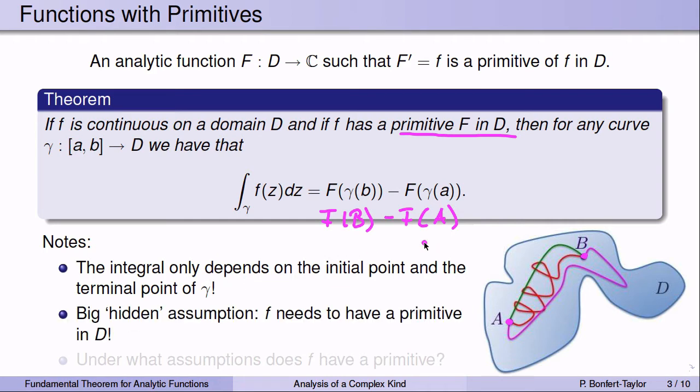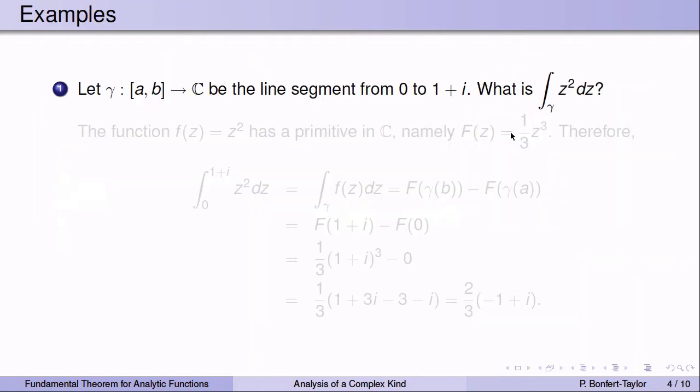The big sort of hidden assumption is that this only works if the function f has an antiderivative. You can't typically say that the integral over gamma of f of z dz only depends on where the curve gamma starts and ends. If f does not have a primitive, this is just not going to be true. So under what assumptions does f have a primitive? It seems to be a really important thing to know. When does f have a primitive? But first let's look at some examples.